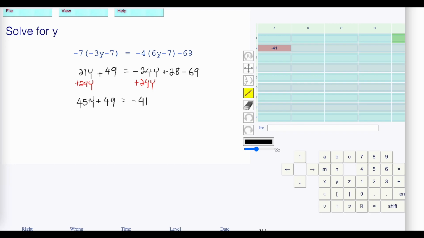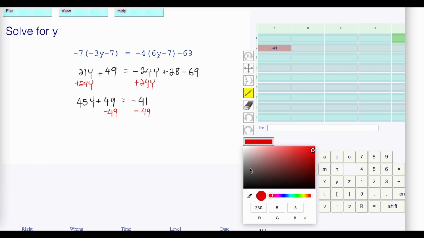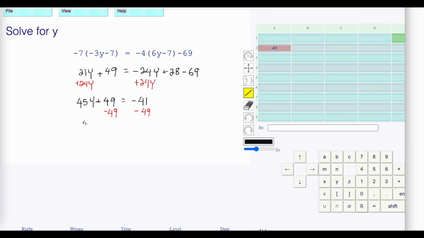Now I want to get my 45y all alone. I want to get rid of the 49. I'm going to subtract 49 from the left-hand side. And if I do it to the left-hand side, I also have to do it to the right-hand side to keep it balanced. Then we end up with 45y is equal to negative 41 minus 49, which should be negative 90.